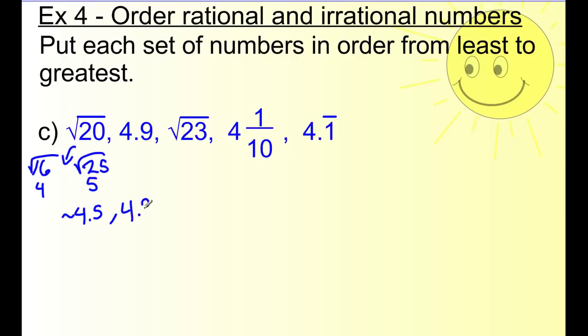We've got a 4.9. Now, 23 is between the same two numbers, but that one's closer to 5. So I'm going to call that about 5. 4 1/10.